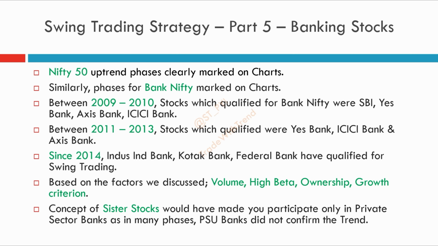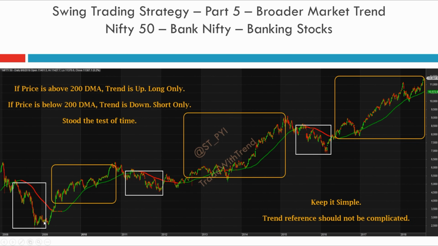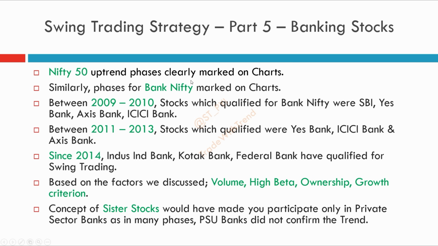Now remember, what we have done is that we have identified the trend of the broader market. In this case, it's Nifty 50. Then we have identified the trend for Bank Nifty, which is the sector. And now we are moving to individual stocks. So we are in this phase, that is 2009 and 2010. Nifty 50 is in an uptrend, Bank Nifty is in an uptrend. Now we look for individual stocks.